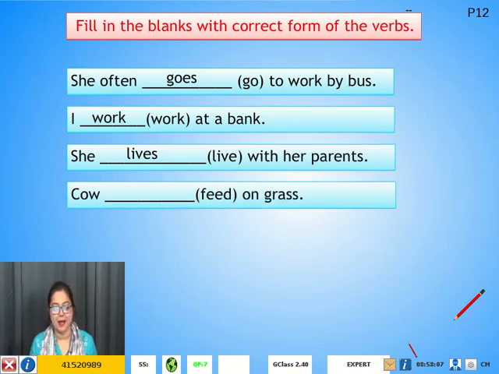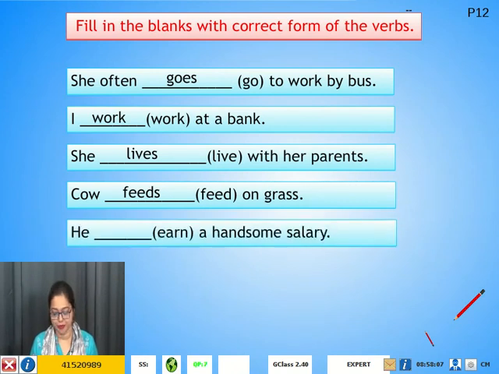Another exercise is coming up. Cow dash feed on grass. What will it be? Cow feeds on grass. With the exercise, I hope you are getting a much clearer grasp of the simple present tense. I hope you have understood till here. Let's see what's coming up next. He dash earn a handsome salary. He is third person singular number, so along with earn, you have to use S. So you see here, he earns a handsome salary.